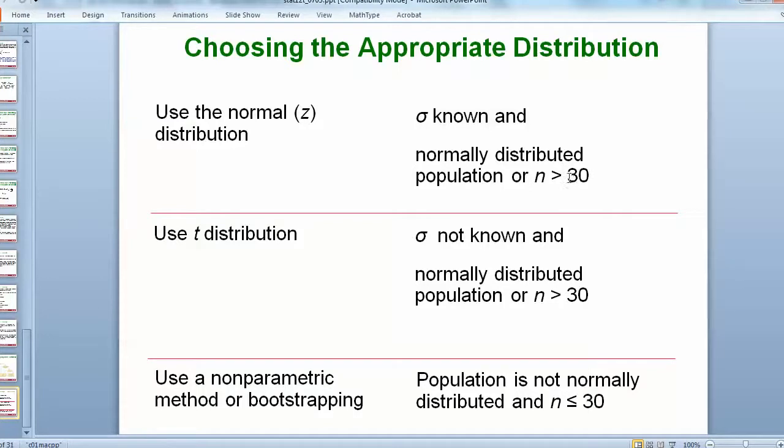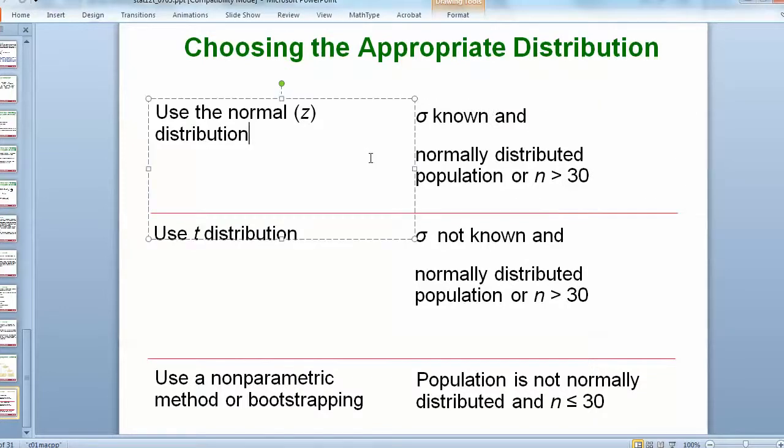Okay, I threw an or in there. That's not where the or is. It's if sigma is known, you're in this category. So then is the parent population normally distributed, or is the sample size that you're taking greater than 30? Now ours isn't greater than 30. Our parent population may be normally distributed, but it doesn't matter anyway because this is not a condition where we know sigma.